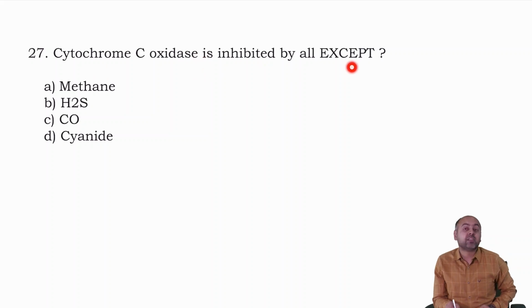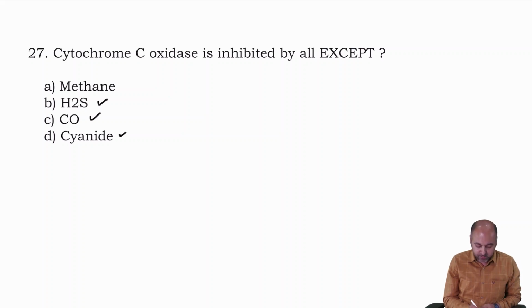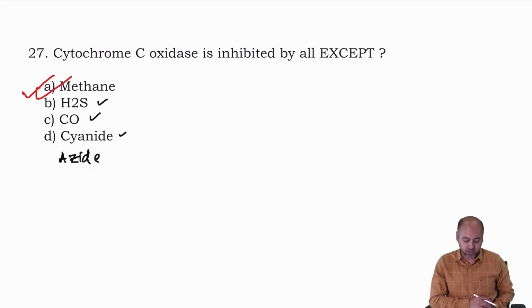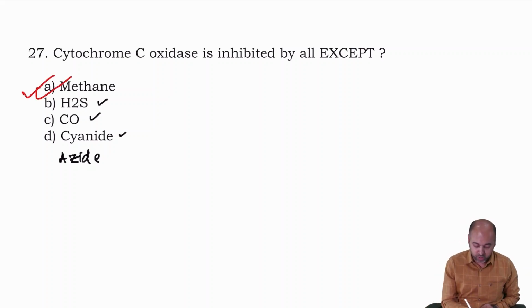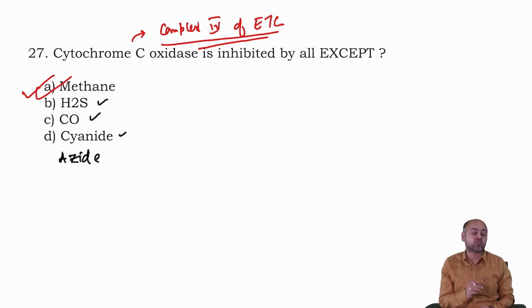Cytochrome C oxidase is inhibited by all except, remember, cytochrome C oxidase is inhibited by H2S, carbon monoxide, cyanide and azide. Methane is not an inhibitor of cytochrome C oxidase. Please also note cytochrome C oxidase is more commonly identified as complex 4 of the electron transport chain. This tells you that knowing the number of electron transport chain complexes is not enough. You should know the names of the complexes also. What is the name of complex 1, 2 and 3 also.